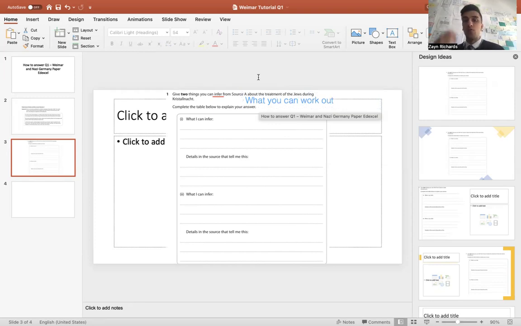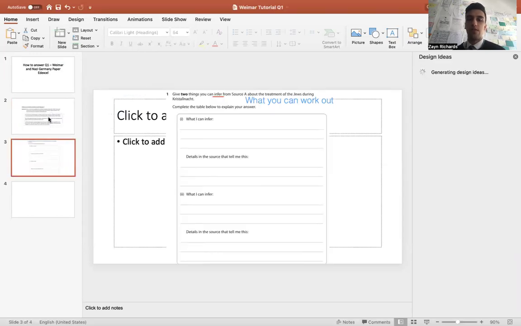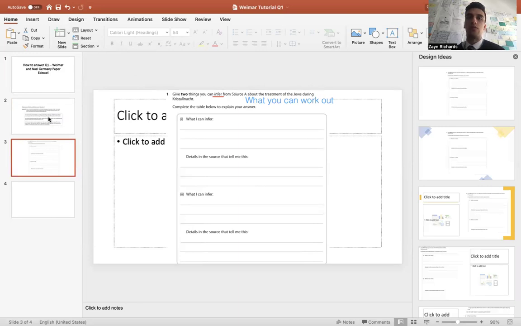Okay. So you want to be looking at the source, and when you're giving what you can infer, you're not giving evidence from the source in that part. In the part which says what I can infer, you are saying what you can work out from the source. And then where it says details in the source that tell me this, that is where you give your evidence. Because this is a written source, you would use a quotation from the source. If it is an image source, you pick out what you can see. So I'll say that again. For details in the source, if it's a written source, you use a quote. If it's an image source, you pick out something that you can see.